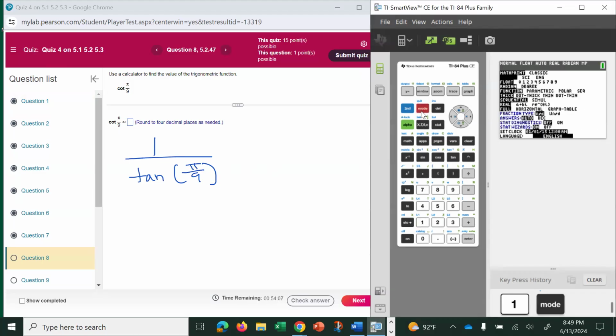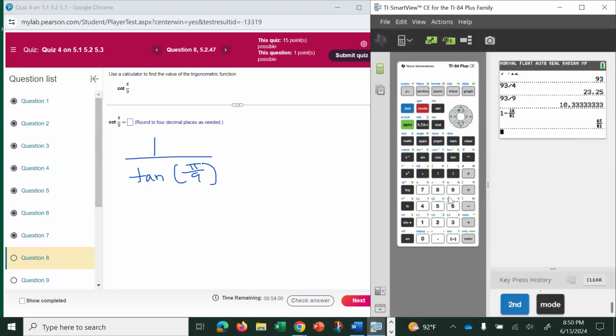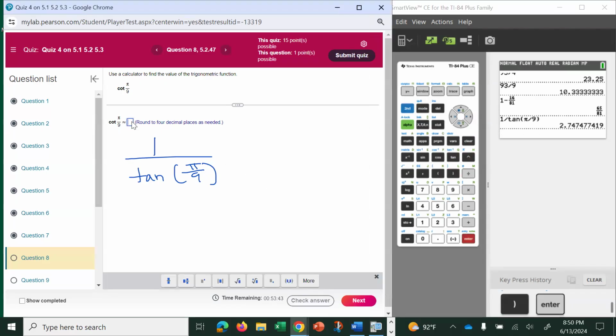Oh, make sure we're in radian mode because we're given pi. It looks like we are in radian mode. So 1 over tangent of pi over 9, close. And that gives us, rounded to 4 decimal places, 2.7475. So rounding it to 4 decimal places.